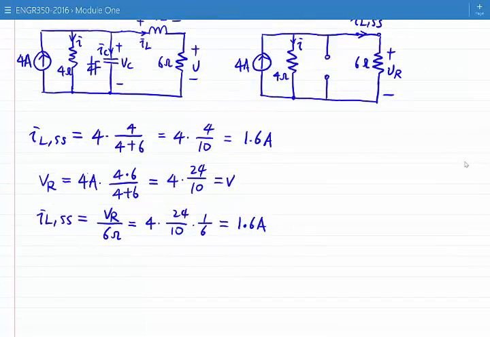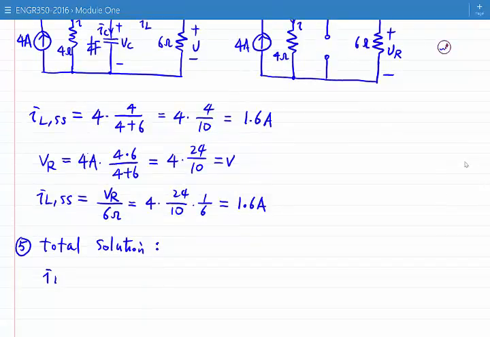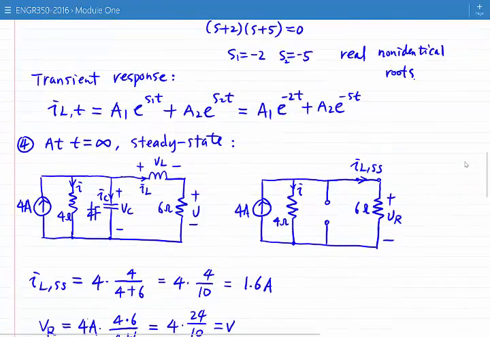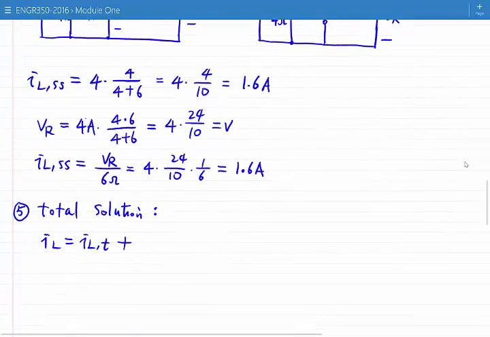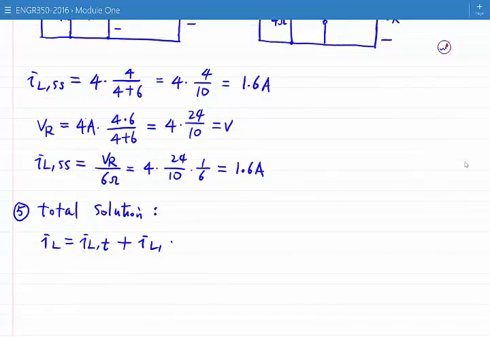So we know the steady state inductor current is 1.6 amp. So step 5, we can calculate the total inductor current, the total solution. The total solution, or the total inductor current, has two components. One is the transient response. This response will die out when time goes by. The other component is the steady state response.